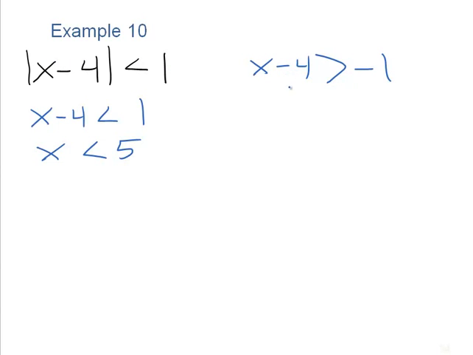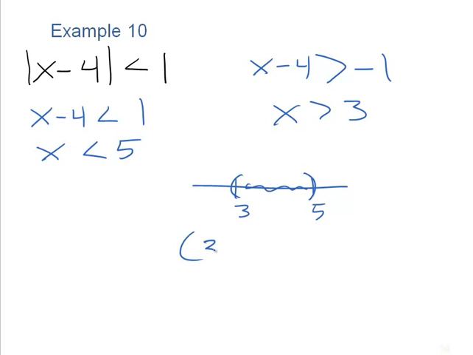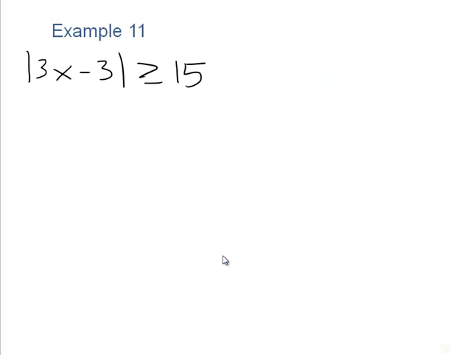And now we solve like normally. Add 4 to both sides, and there we go. x is less than 5 and x is greater than 3. So from 3 to 5, round brackets, right? Everything in between. Or if we wrote it as an interval, from 3 to 5, round brackets. Simple, simple, simple. That's all it means. You're basically solving two inequalities.